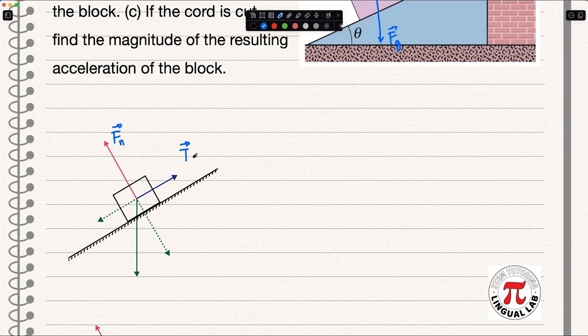Third one, the gravitational force. This is the gravitational force. These 3 forces apply to the block here. According to Newton's first law, if no net force acts on a body, the body's velocity cannot change. That is, the body cannot accelerate.